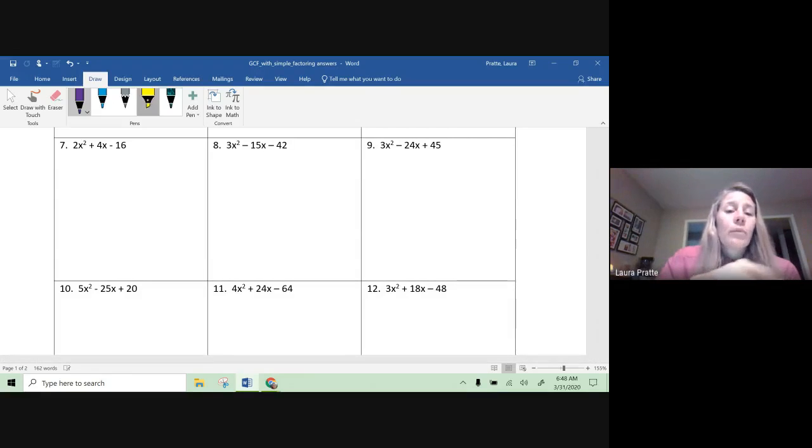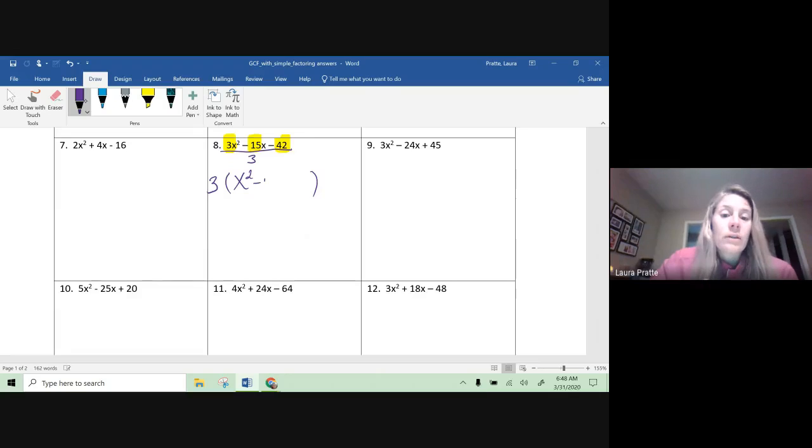If you're looking at, let's say, number 8, for example, this time we have a 3. So this time, what are we going to divide everything by? Well, 3, because you want to get rid of that number in the front. That's basically your goal. So if I divide everything by 3, now 3x squared divided by 3, the 3's cancel out. You would just get x squared. Negative 15x divided by 3 is going to be negative 5x. And negative 42 divided by 3 is negative 14.